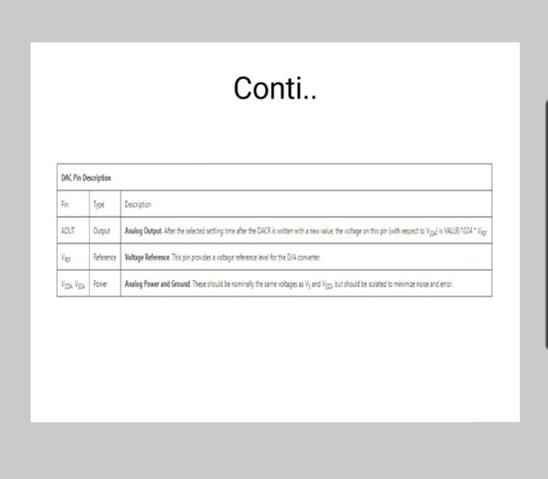Then the DAC pin description. The first pin is AOUT, that is the output pin, the analog output. After the selected settling time, after the DACR is written with a new value, the voltage on this pin is value divided by 1024 times VREF. Next is VREF, that is the voltage reference. This pin provides a voltage reference level for the D2A converter.